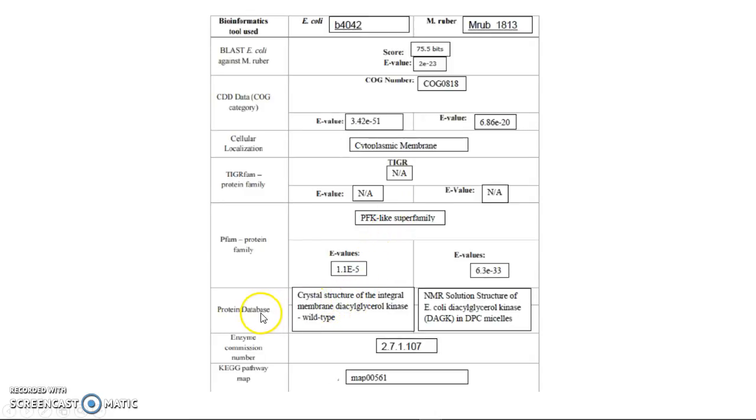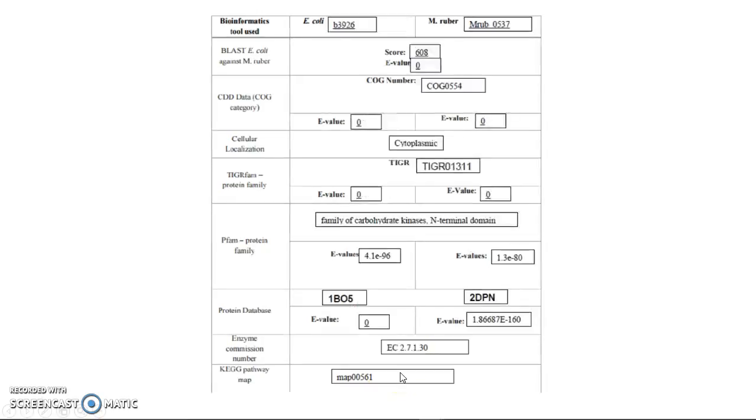We looked at the protein database, and we got two crystal structures of diacylglycerol kinases. Two different ones, but they have the same functionality, same EC, and they were on the same map, so we confirmed that they are paralog organisms.